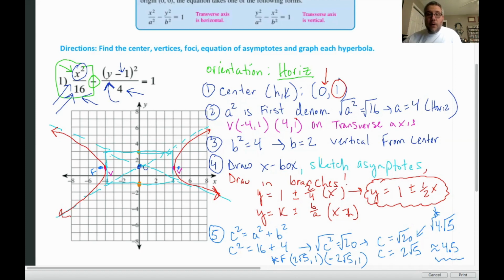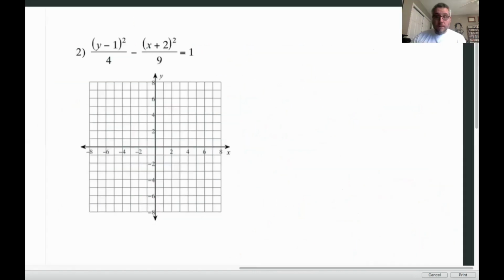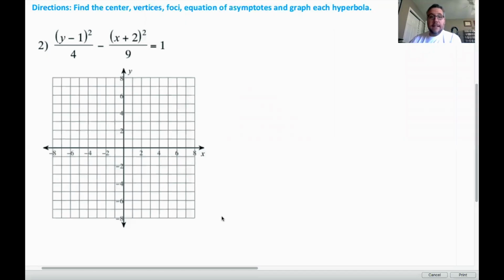This was an example of a horizontally oriented hyperbola. Let's look at a vertical one, and then we're going to take this video home. Last but not least, let's look at an example of a vertical hyperbola and what that would entail. So what we'll do first is the following.